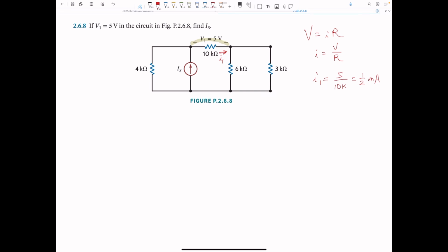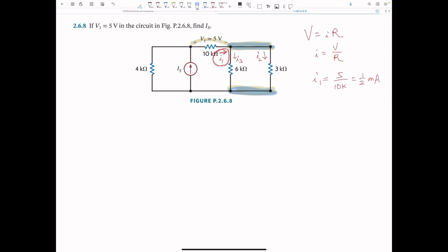Okay, at this point you have an option. Because we know the total current going into two parallel resistors, we can use the current division rule to find current I sub 2, for example. Or if you want to find I sub 3, you can do that. And also we can combine 6 kilo ohms and 3 kilo ohms together, because they are parallel. And how do you know they are parallel? They do share two nodes, top and bottom nodes.